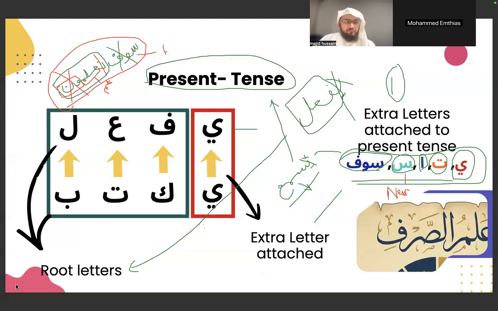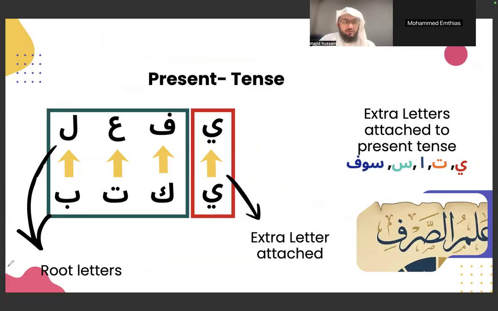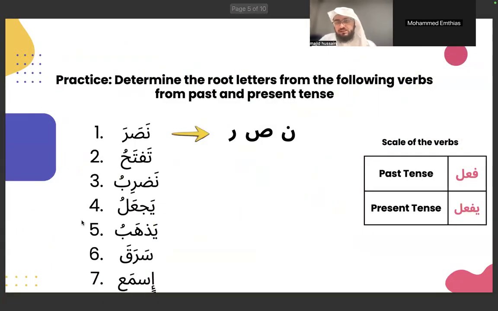Okay. Moving ahead, here are some examples, one of the exercises we can do together, inshallah, to determine the root letters of the different verbs. A small exercise I have brought up here, and this can help you, inshallah.